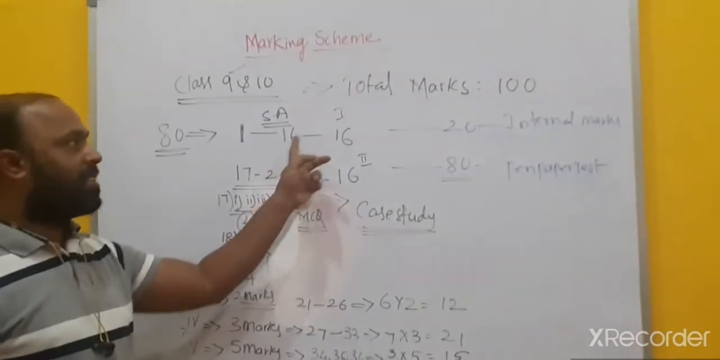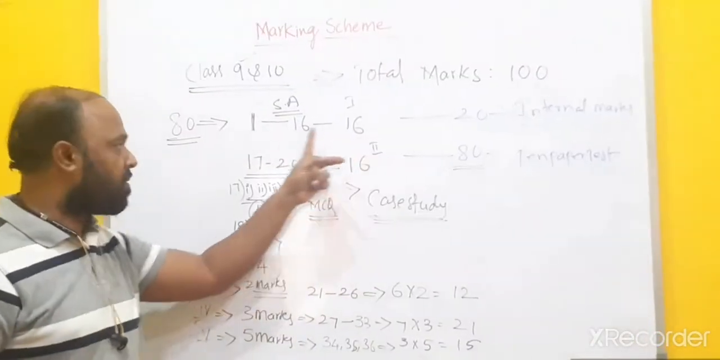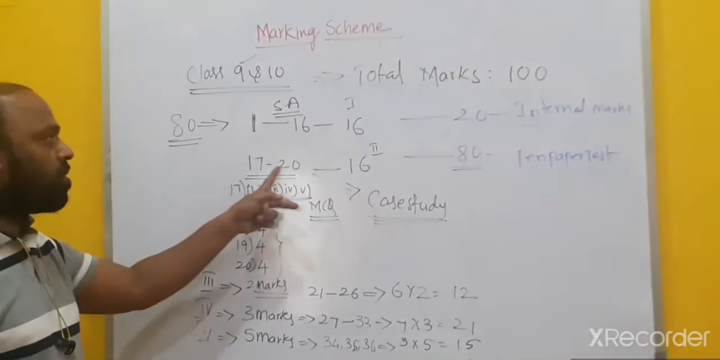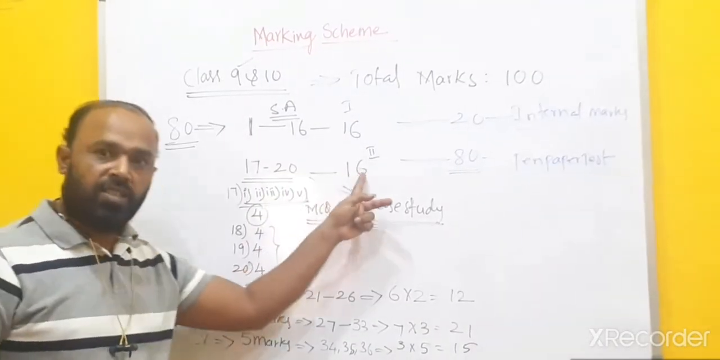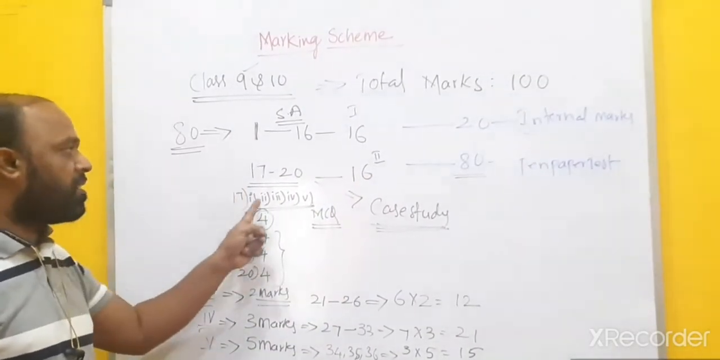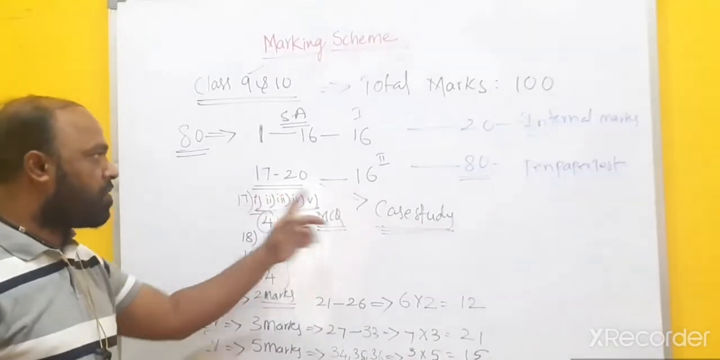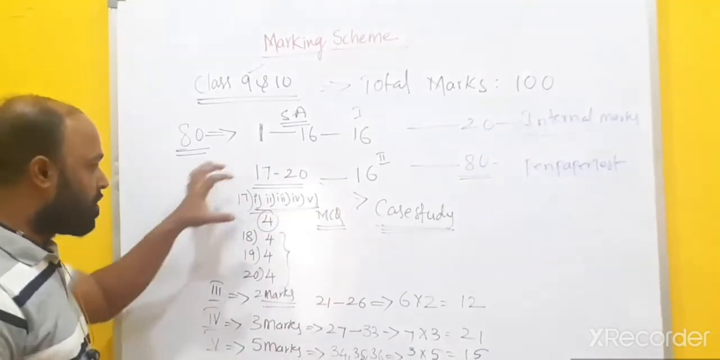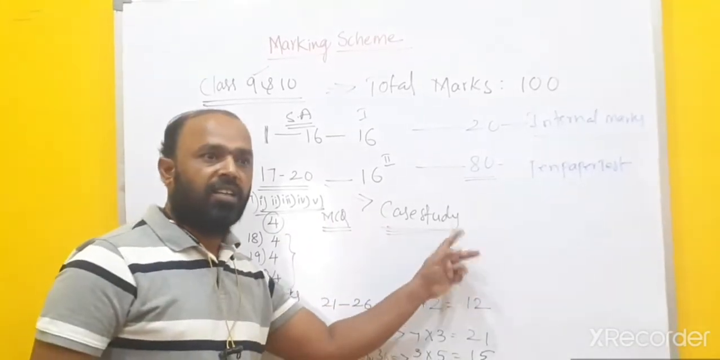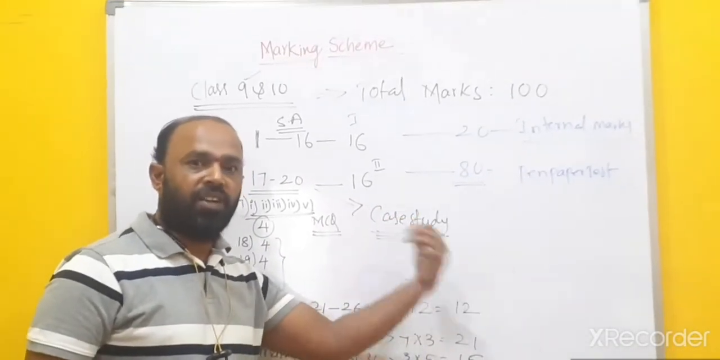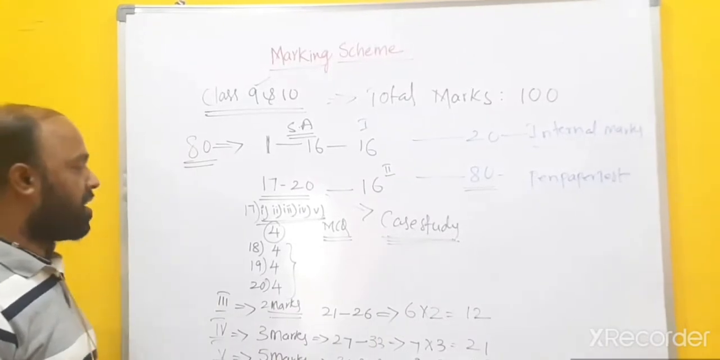First section is short answer, that is 16 marks. And the second one is 17 to 20, that is also 16 marks. Each question contains 5 bits, and in those 5 bits we have to choose only 4. This is a very simple thing, that is the case study. Everything, the answer and all the formulas, is present in that comprehension.